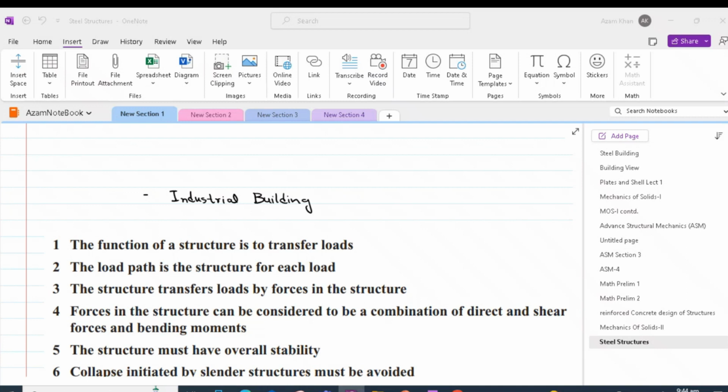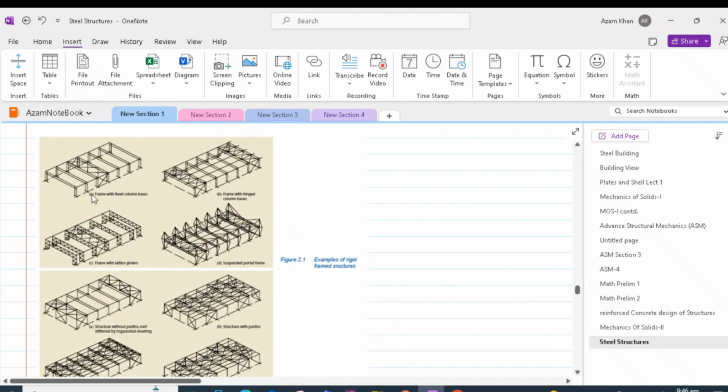If the function and behavior of a single space building is understood, then understanding the structure of more complex buildings is relatively straightforward. In the case of single space buildings, we can have many spaces such as factories, sport halls, theaters, churches, etc. The figure shown over here shows many such types of single space buildings. In this figure, all these structures are examples of rigid framed structures.